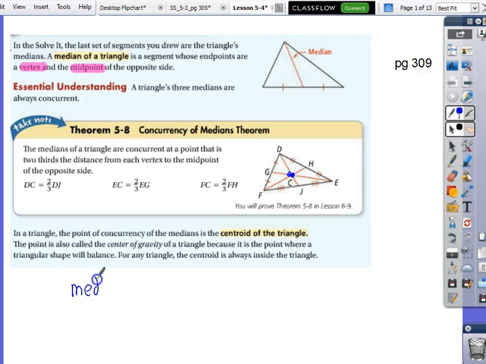So median connects you to the centroid. Now, the centroid is really interesting. There's something really, really cool about the centroid. The centroid's location in the triangle is 2/3 of the way away from the vertex and 1/3 away from the side, along the distance of the median. So it divides the median in a 1-to-2 ratio.